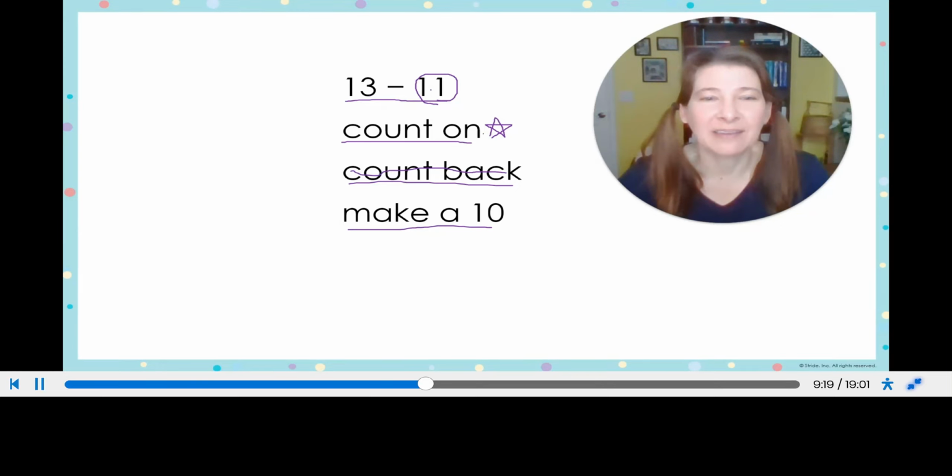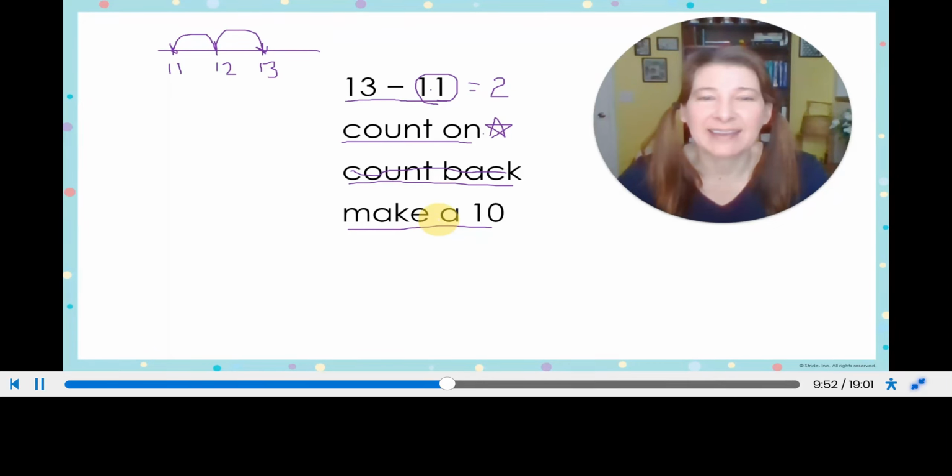And this time, instead of doing it in our head, let's just sketch a little number line. We know we're starting at 11, and we have to count on till 13. And how many hops would that take? Starting at 11, it would take 1, 2. 2 hops. 13 minus 11 equals 2.